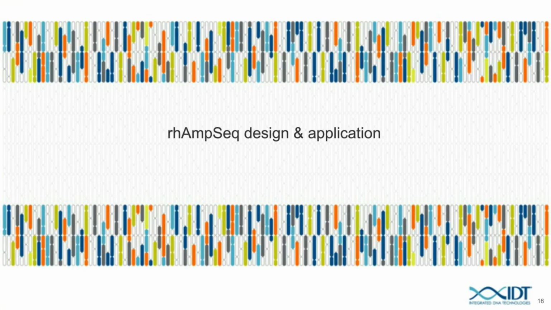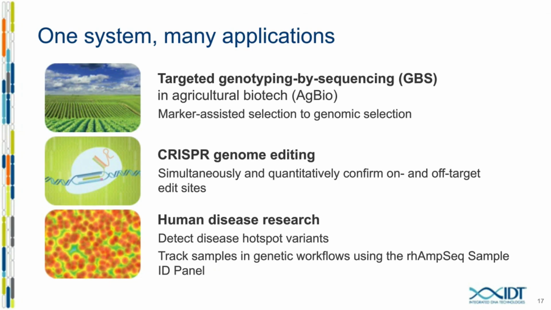So I'm going to move on from the actual protocol and the description of rhAmpSeq to spend a bit of time looking at the design process and some example data. Over the course of having launched rhAmpSeq, we've seen many different applications, and these are some of the most common that we have created designs for. So in the ag bio space, we see a lot of people using this for genotyping by sequencing. Internally, we use it a lot to assess the total editing of guide RNAs that we're evaluating. And also it can be used in human disease research. For example, tumor hotspot panels is a common application for rhAmpSeq.